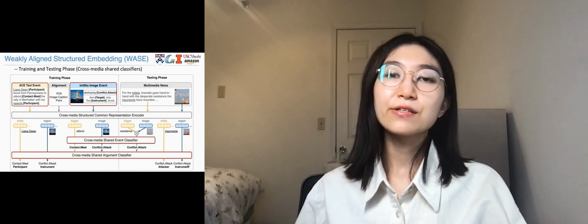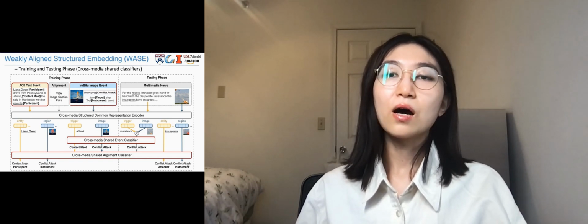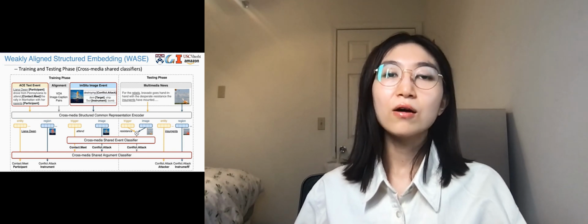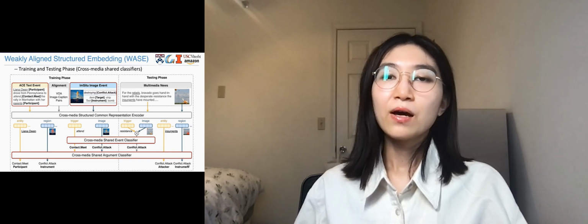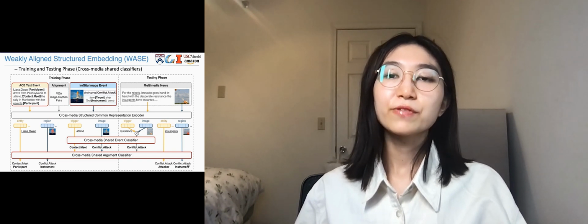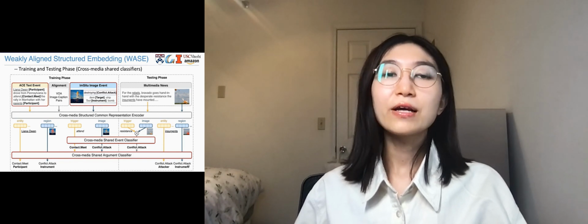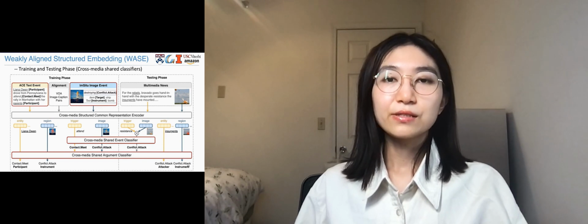The magic here is that the cross-media alignment uses image caption pairs to train, and we crawl a lot of image caption pairs from VOA websites. These image caption pairs come for free, and do not need any annotation. So we call it a weakly aligned structure embedding framework.